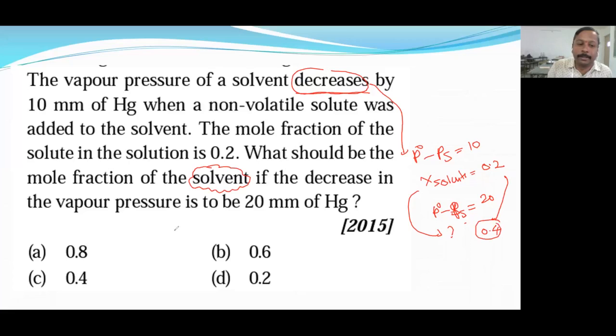I also agree, but you should not take this one. You should take B. Why? Because the sum of the mole fractions is equal to 1, and the mole fraction of solute is 0.1. So the solvent will be 0.6. So these are very, very important traps. Don't get into the trap.